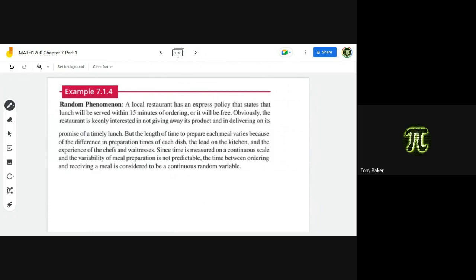This is continuous because time is continuous. Okay. So what is the variable we're measuring here? We're measuring the time from ordering. And my values would be what?